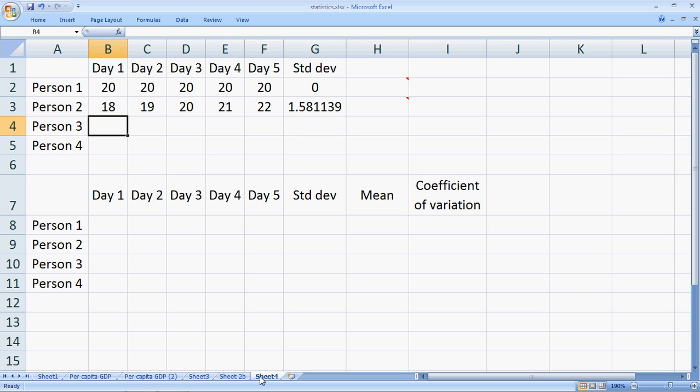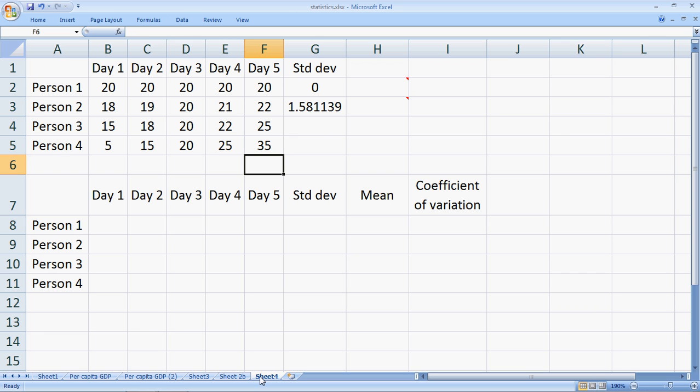Now, person 3 and person 4. Let's suppose person 3 makes 15 chairs, 18 chairs, 20 chairs, 22 chairs, and 25 chairs here. The mean would be 20. And there'll be some value for standard deviation. Person 4 makes 5 chairs, 15 chairs, 20 chairs, 25 chairs, and 35 chairs on 5 random days.